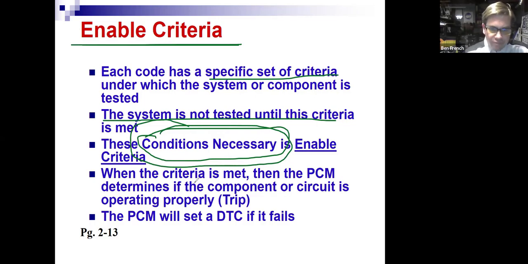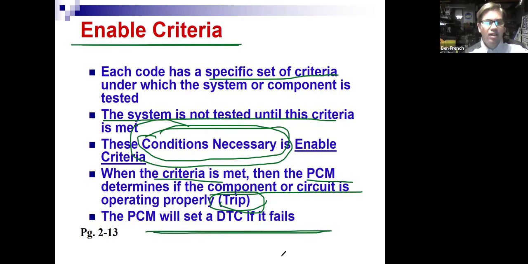Now, when you meet the criteria, then the computer, the PCM, powertrain control module, determines if the component or circuit is operating properly. It performs what we call a trip. If it fails this trip, it will set a pending code. If it fails a couple of times, it'll end up setting a full-fledged code. And of course, that has to depend on if it's a type A or a type B code. And don't worry, we'll get into all that stuff. But this is the first step of the logic that you have to understand.